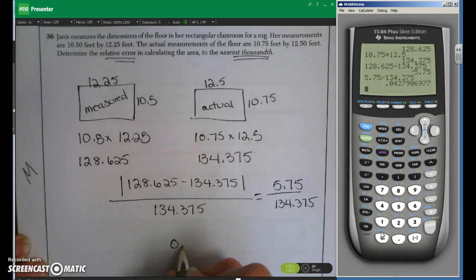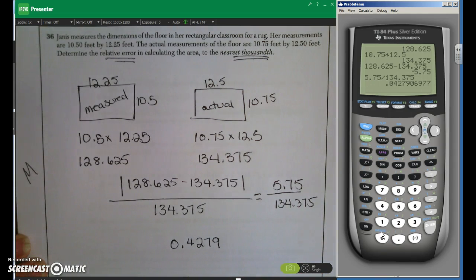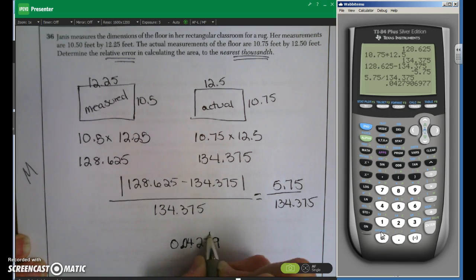I'm left with 0.0428. Okay, it asked, ooh, I forgot the 0. You didn't catch me. There we go. Because it asked for the thousandths, here's tenths, hundredths, thousandths. I look at the 10,000ths. Because this number is bigger than 5, I'm going to round up. So my answer is 0.043.